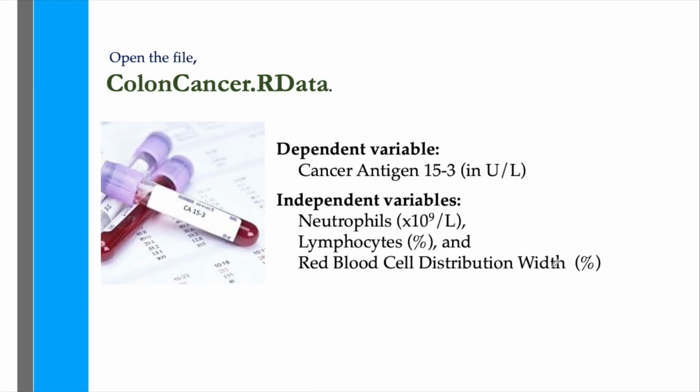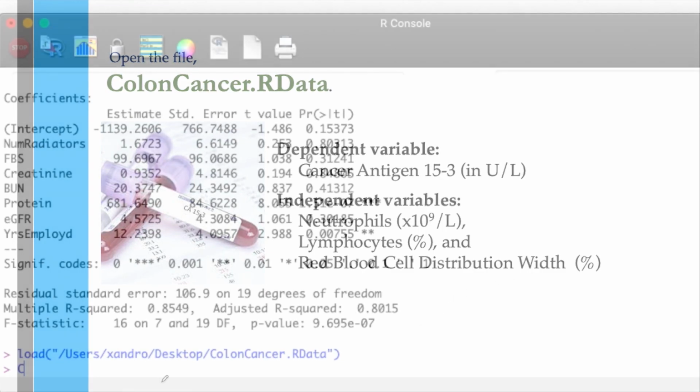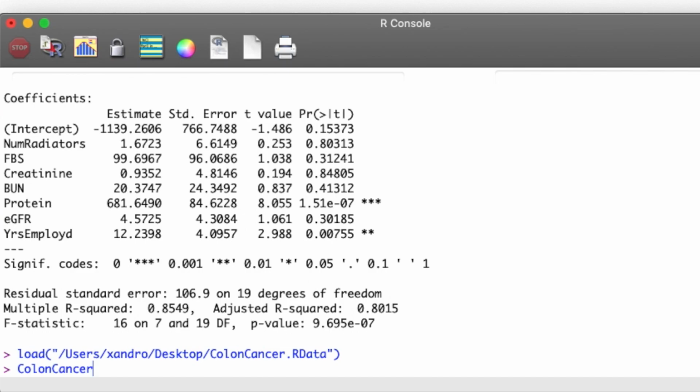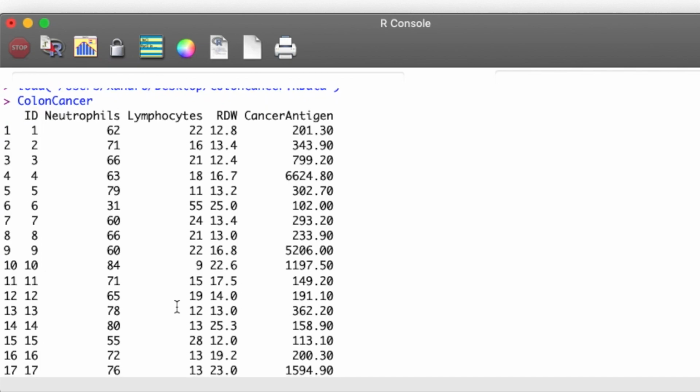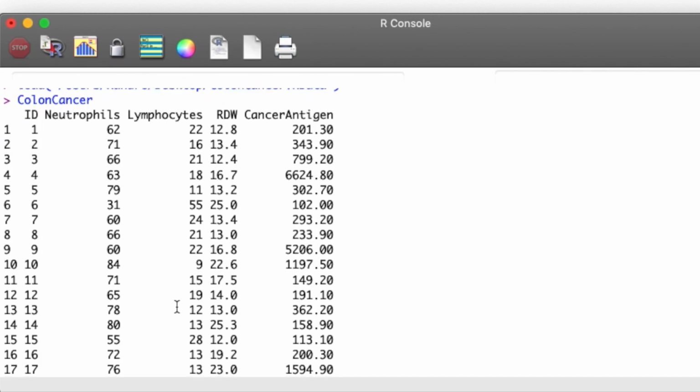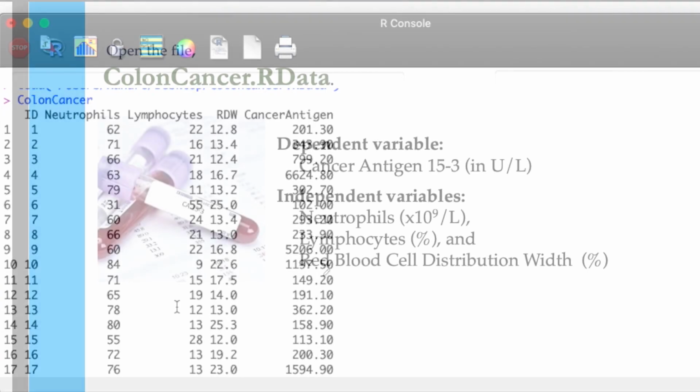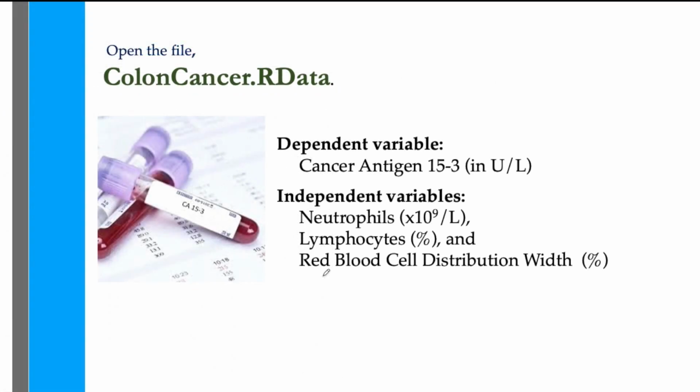Let's have another example. Suppose we have the colon cancer.r data. So let's open the file and take a look at the data. So type colon cancer. So we see here 18 participants or 18 patients with colon cancers. Their neutrophils, their lymphocytes, their red blood cell distribution width, which is RDW, and cancer antigen were measured. So the dependent variable here is the cancer antigen 15-3.